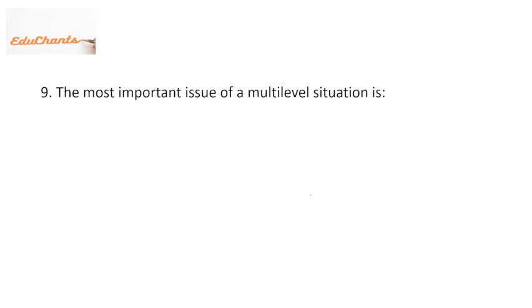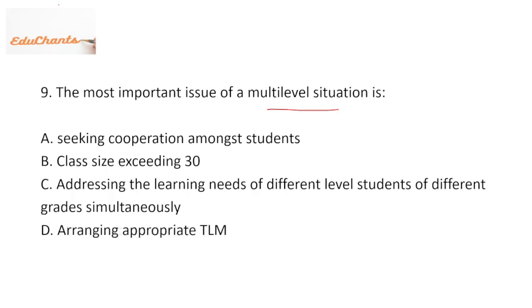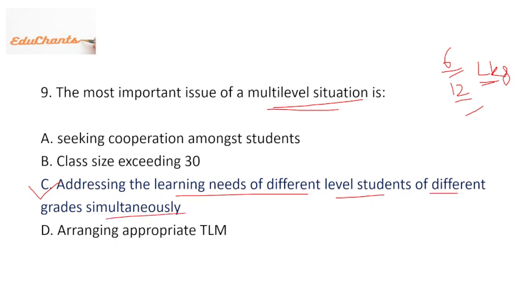Okay. Next, the most important issue of a multi-level situation where multi-level students are there, what type of problem do you face? Seeking cooperation among students, class size exceeds 30, addressing the learning needs of different level of students of different grades simultaneously, then arranging appropriate TLM. So answer is C. Multi-level situation. Say for example, you are providing coaching to a 6th class student as well as 12th class student, and as well as LKG student. You will face problem because all these students are from different levels. At this point of time, you are not addressing the needs of different level of students. They are different at their own level of different grades simultaneously. You cannot focus on all the students simultaneously because they are different.